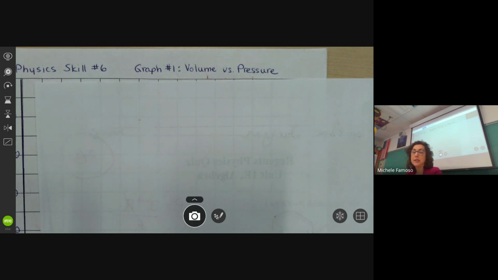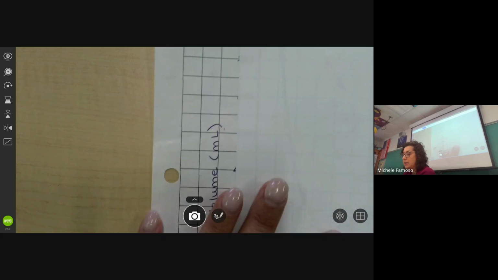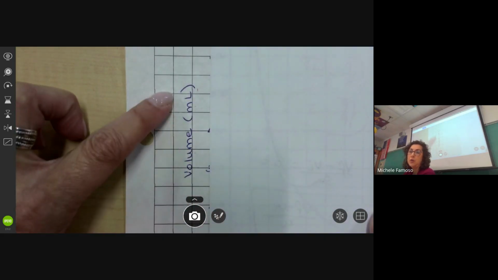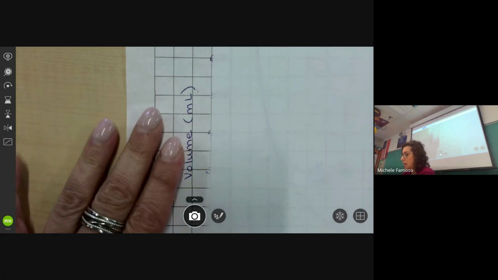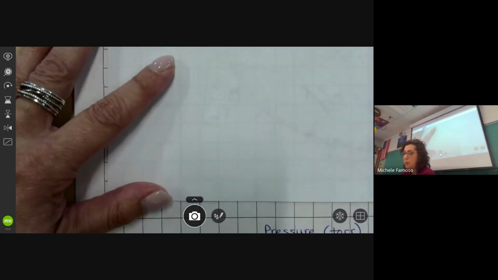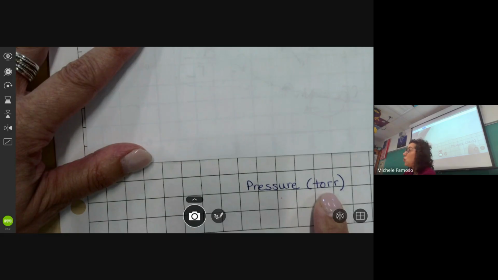All right, so it needs to be what's on the y-axis versus what's on the x-axis. Volume versus pressure, no units, just the variable names. On the y-axis, you should have put the label volume in milliliters. On the x-axis, you should have put the label pressure in torr.